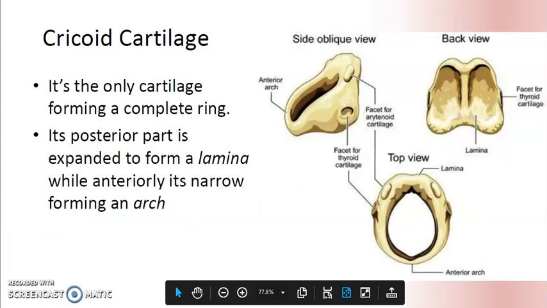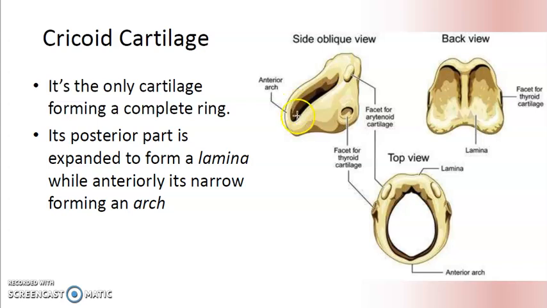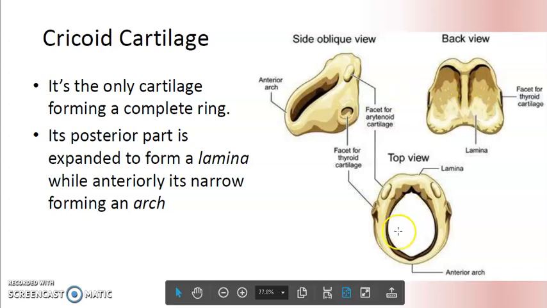Come to the next cartilage, the cricoid cartilage. The cricoid cartilage is the ring shaped cartilage. Cricoid means ring like. It is present just below the thyroid cartilage. Anteriorly it is narrow, and it's called the arch of the cricoid cartilage. Posteriorly it's broad, and it's called the lamina of the cricoid cartilage. Inside there is a cavity.